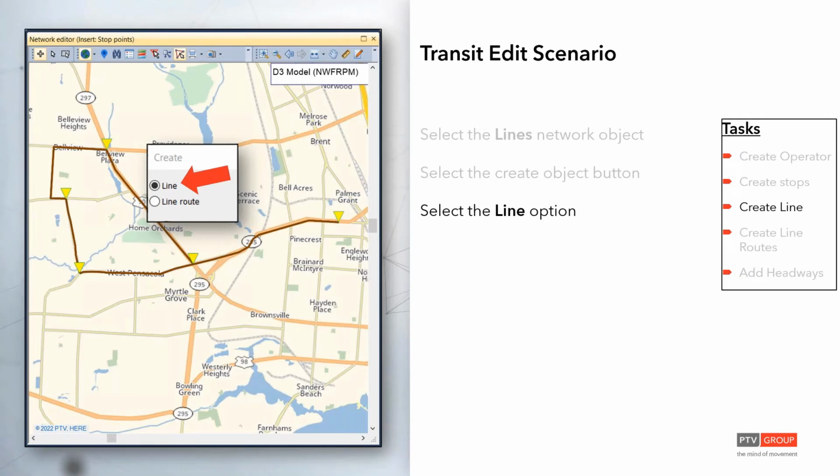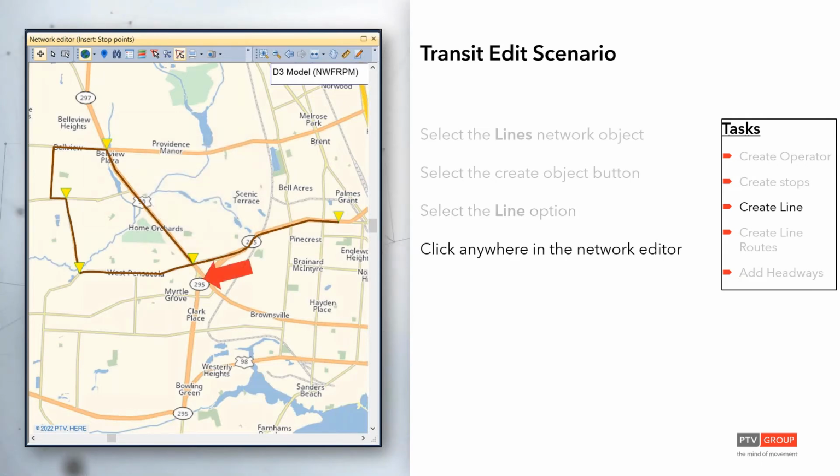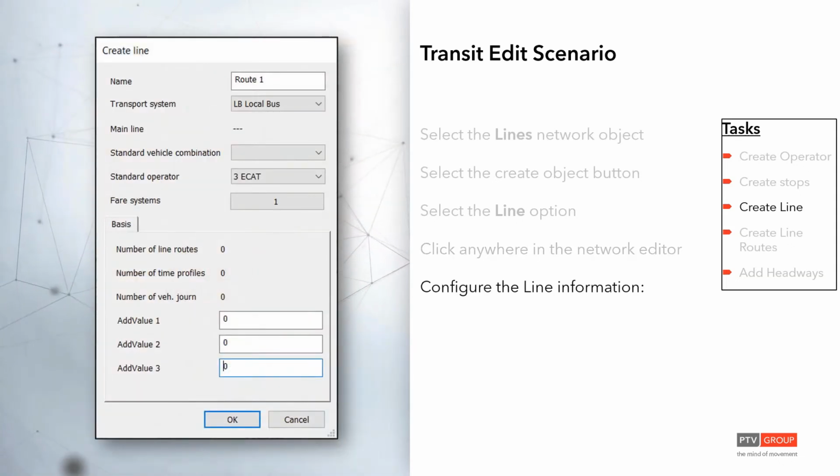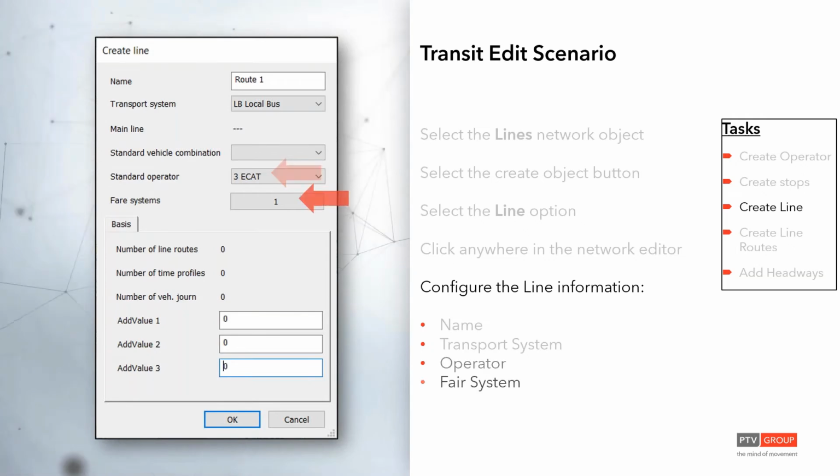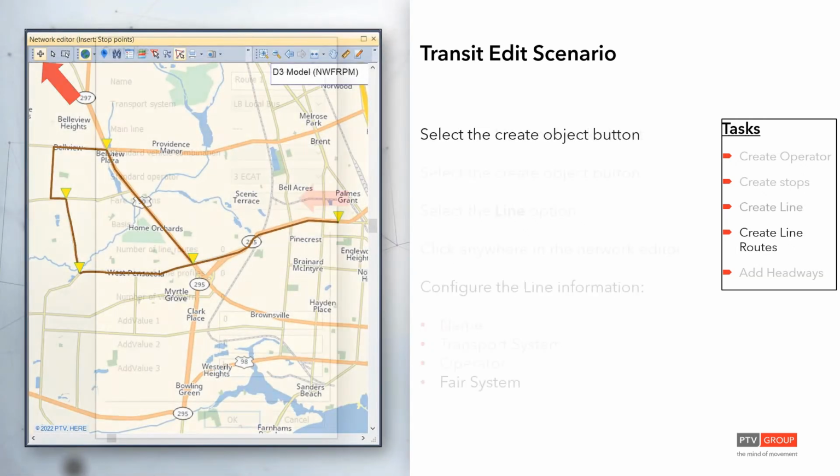So in this case, we're going to first create a line. And by doing so, what we're doing is we're giving it a name, we're assigning an operator, and we're assigning it a fare system, as well as a transportation system. In this case, we're going to be naming it Route 1. It's going to be a local bus. Its operator is going to be ECAP, which we created earlier. And then we're just going to use one of the existing fare systems for now.